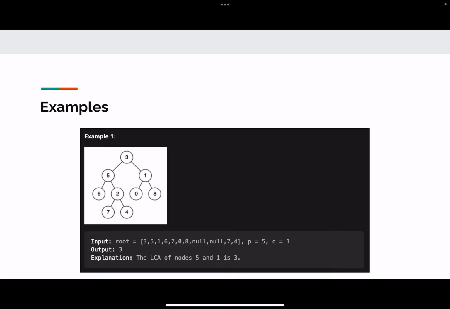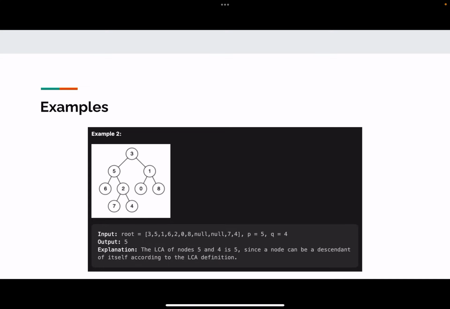Some examples are as follows. If we were given this tree and the value of P is 5 and Q is 1, we have to return 3 because the LCA of nodes 5 and 1 is 3. And in this example, we can see a case where one node is the common ancestor of another. If P is 5 and Q is 4, we simply return 5 because by definition, a node can be a descendant of itself.